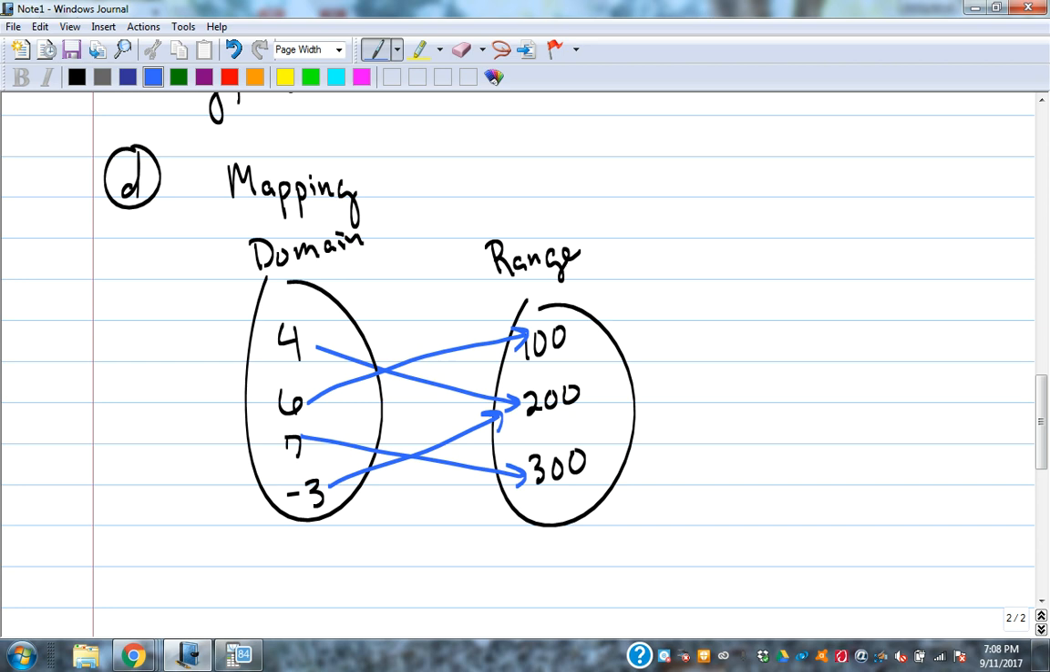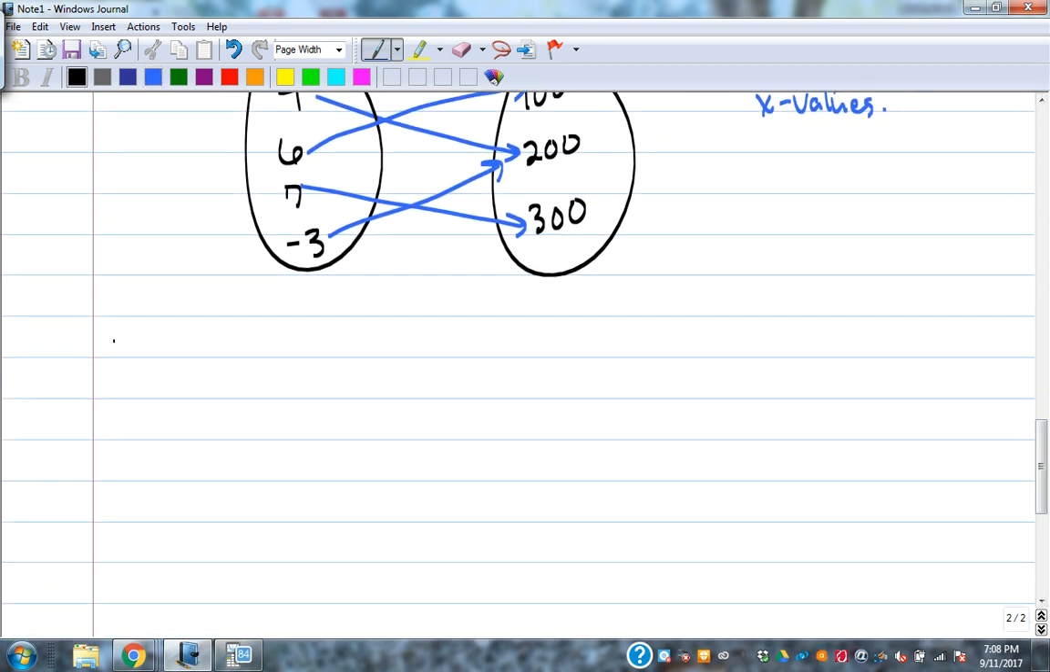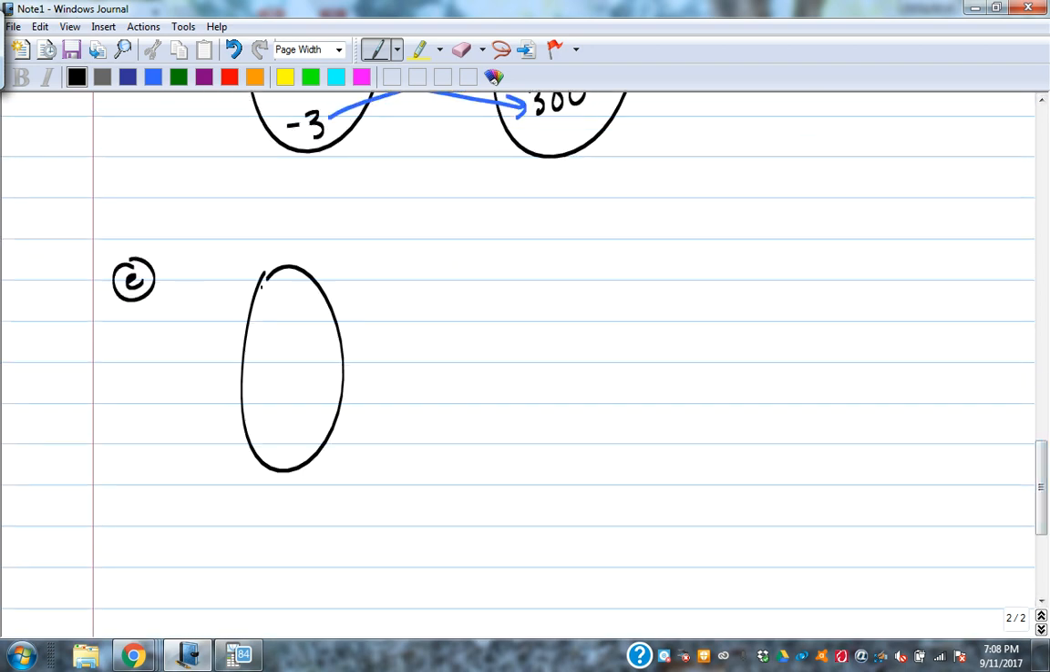So is that a function? Yes. What's repeated here? 200, the y value, the range value of 200. So yes, no repeated x's. So you can see, it's the same reason there the whole time. Very easy to catch one that is not a function out of that, in that style. They got the domain and the range bubbles. Very easy to catch one that messes up.